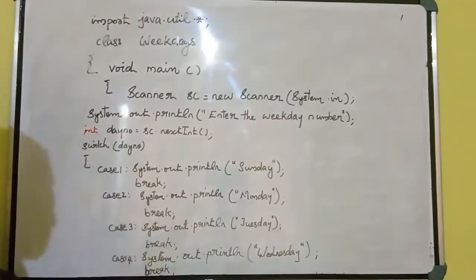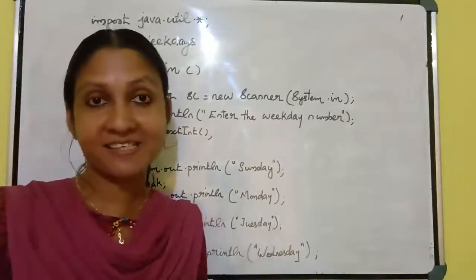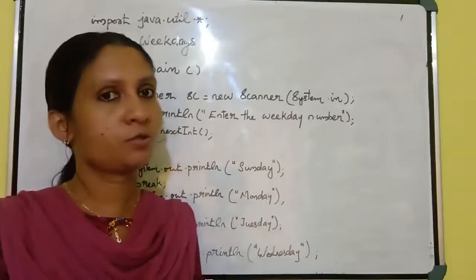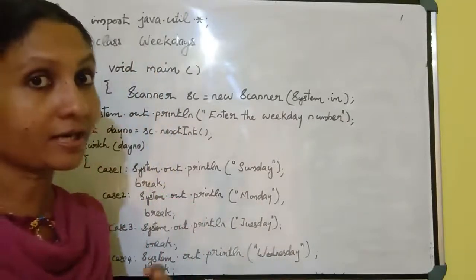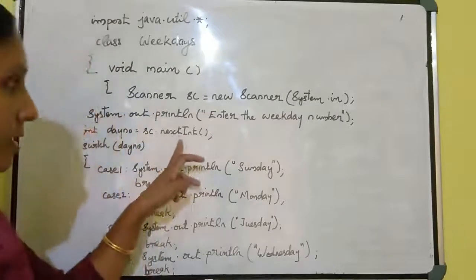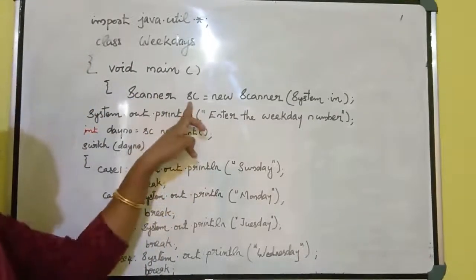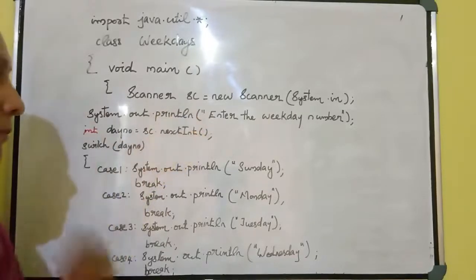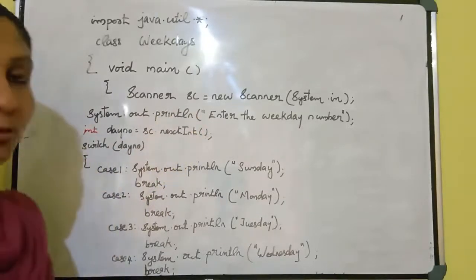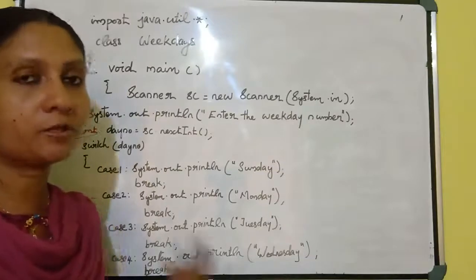How can you read from the user? Using the nextInt function. In the case of the Scanner class, we use the nextInt function to read an integer number. In nextInt, the I is capital, and s is the object name, which you can change, no problem. After that, we need to pass this variable to the switch.